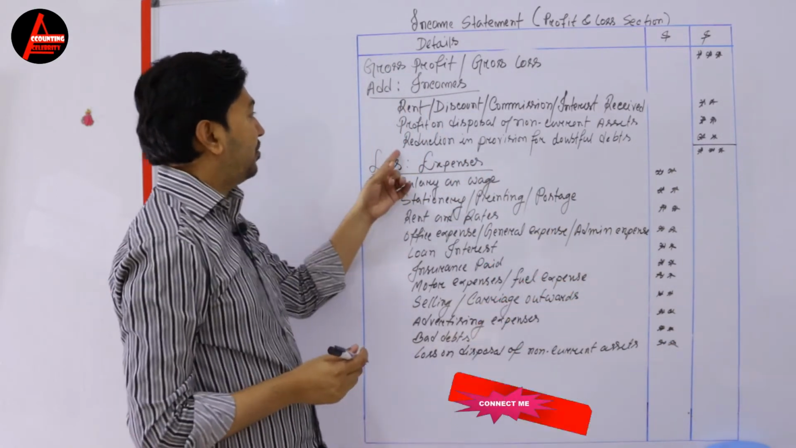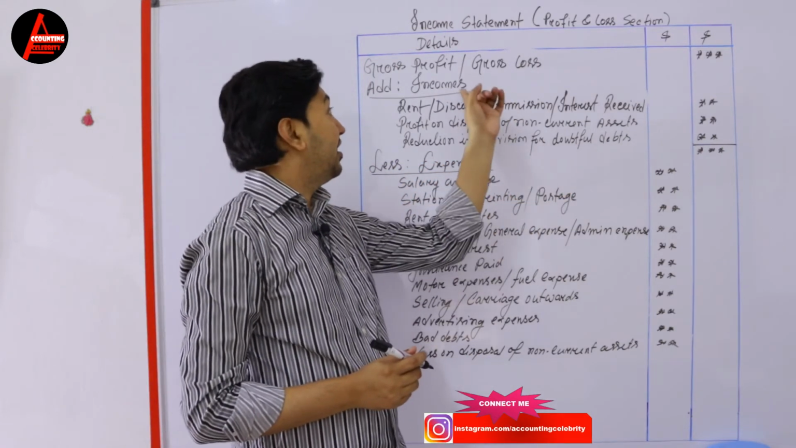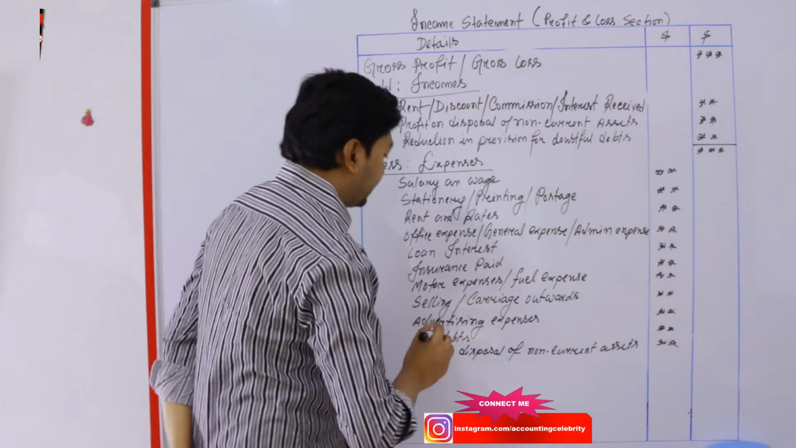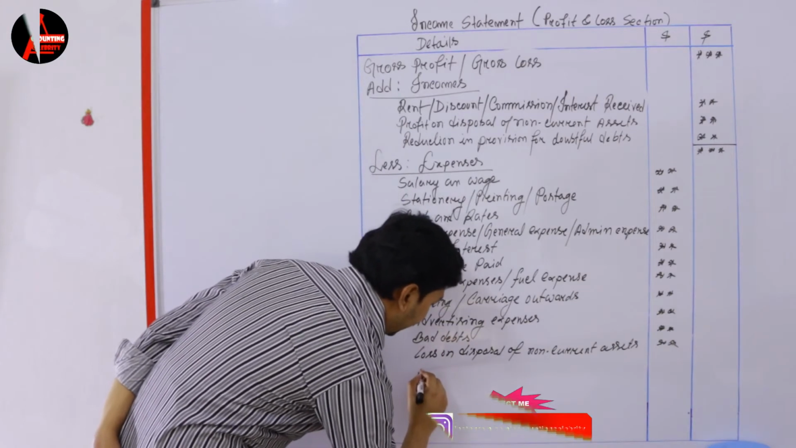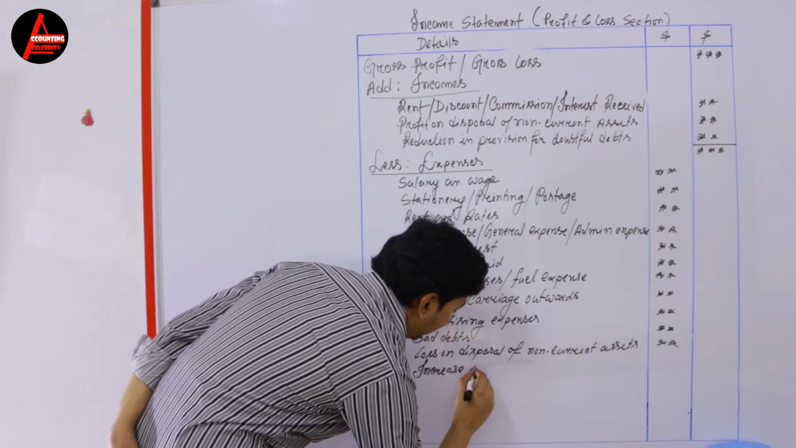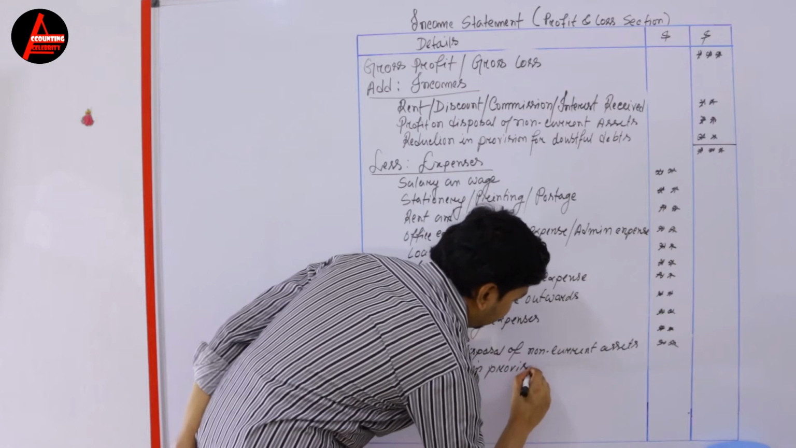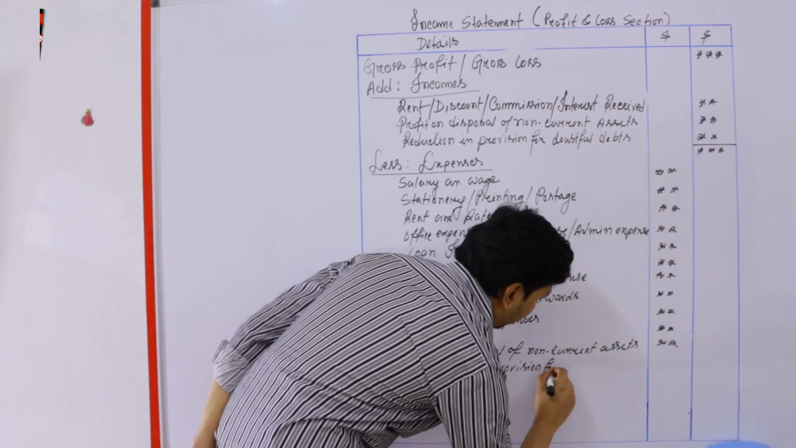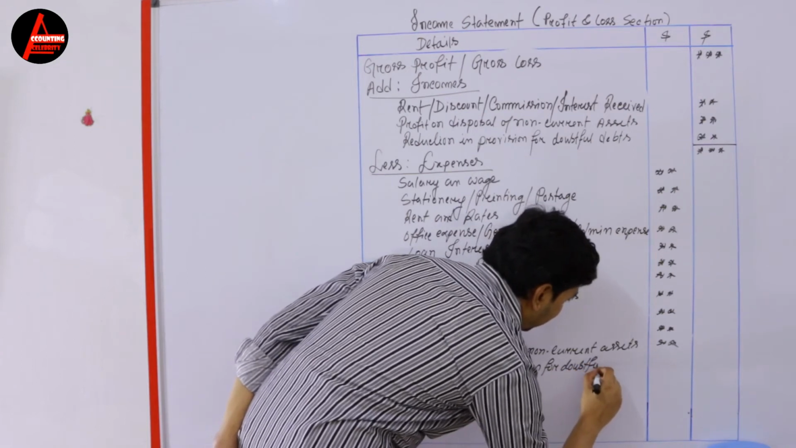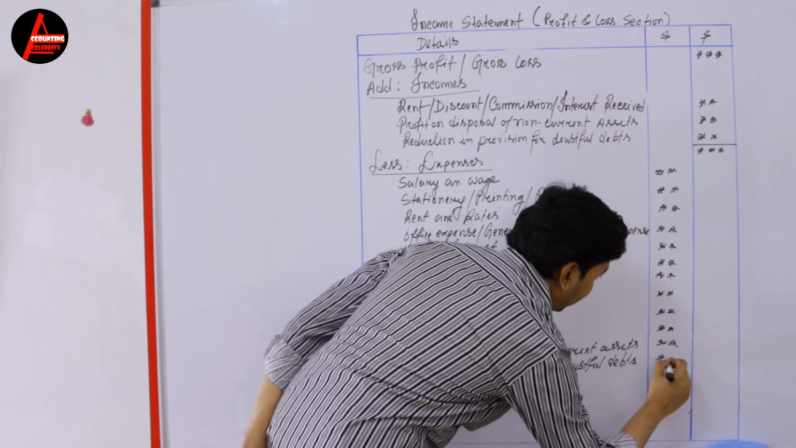Okay, good. Next one is reduction in provision for doubtful debts. Here it is in income. Okay, but if you have an increase, then it will be an expense. Increase in provision for doubtful debts. Okay, it's an expense.